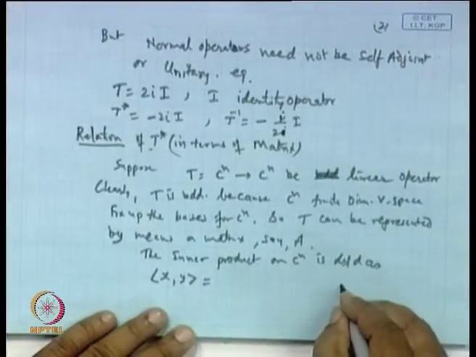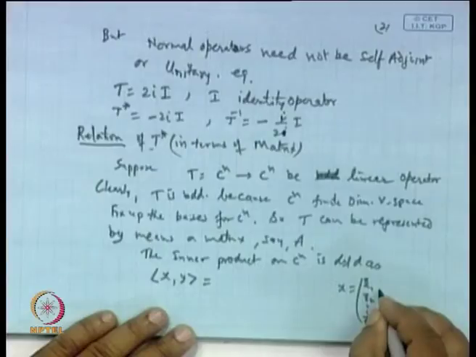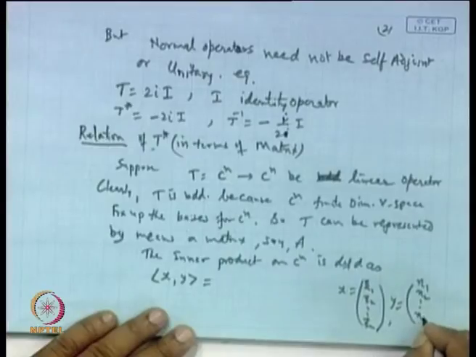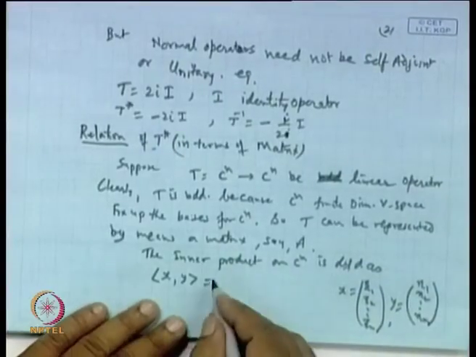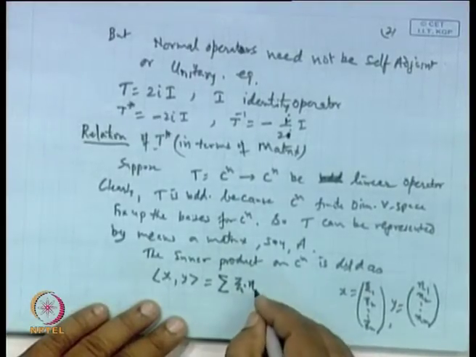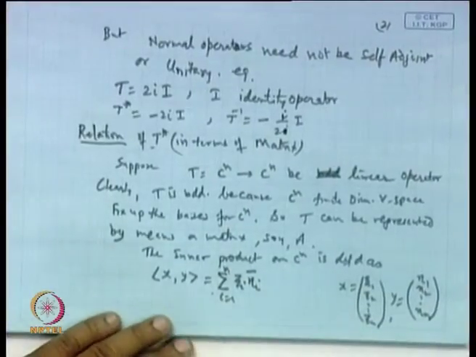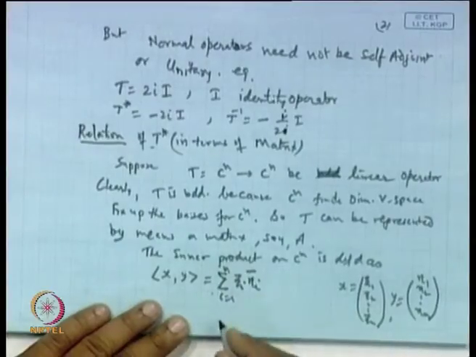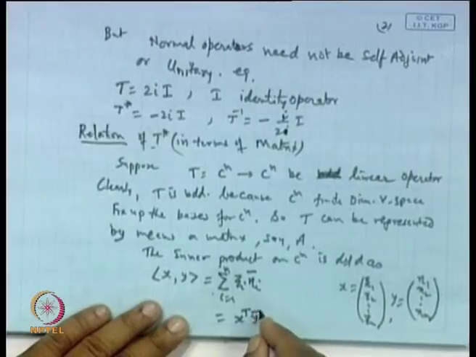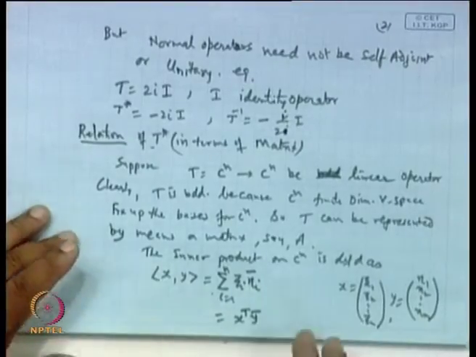If x is (xi1, xi2, ..., xin) and y is (eta 1, eta 2, ..., eta n), then the inner product is defined to be the sum of xi_i times eta_i bar, i from 1 to n. In vector form, this is x transpose y bar. This is our way of defining the inner product.